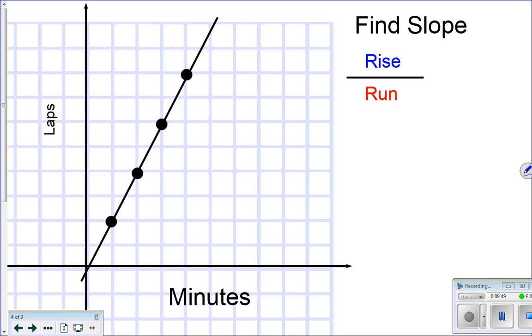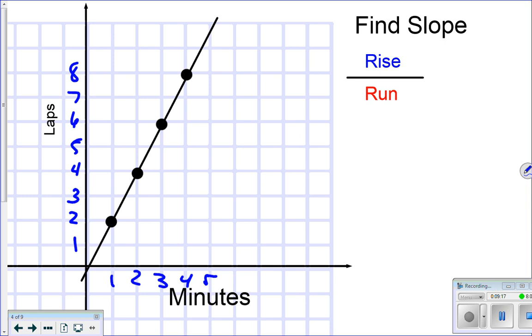Okay, now here's my graph. Now you can do another one if you want, or if you just want to watch, you can just watch. It's up to you. Okay? Now, I'm doing laps in minutes. So let's do 1, 2, 3, 4, 5. And let's do 1, 2, 3, 4, 5, 6, 7, 8. All right, so what I'm going to do is find my slope. So the first thing I need to do is what to find this? I have to do what?